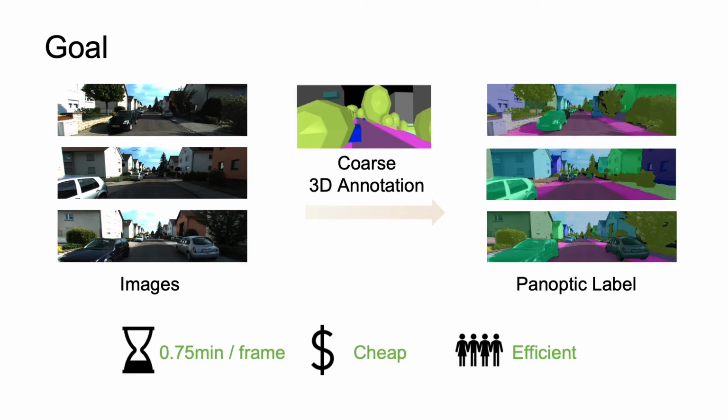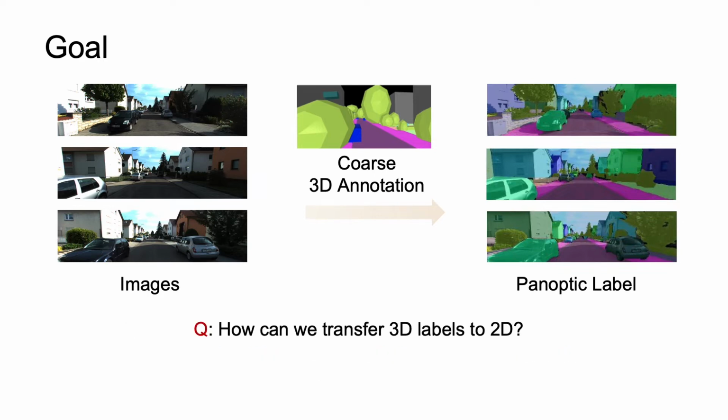We advocate a more efficient annotation approach by labeling in the 3D space using coarse bounding primitives. It allows for reducing the average annotation time of a single frame from 1.5 hours to 0.75 minutes. However, how can we transfer 3D labels to per-pixel dense 2D annotations?